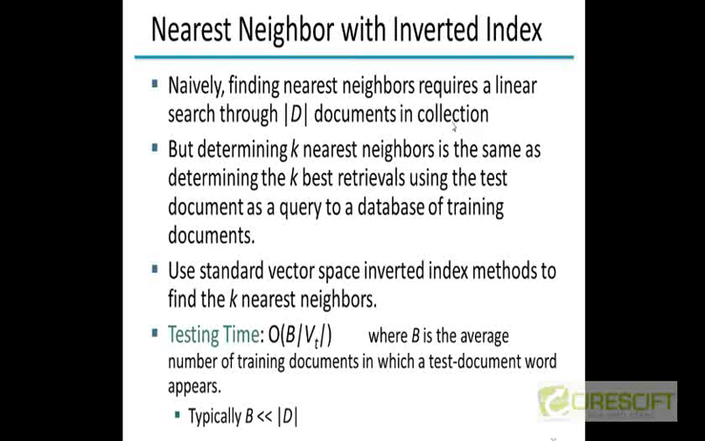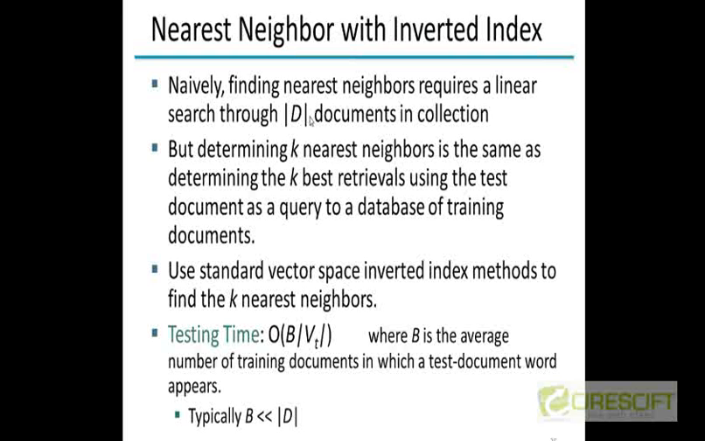Now note that this is not what you did in naive Bayes or Rocchio. In Rocchio, all you did was you computed your distances to every centroid. So the number of distances that you had to compute was the number of classes that you had. Whereas in k nearest neighbors, the number of distances you have to compute in the test phase is the number of documents you have in your collection, which is huge.